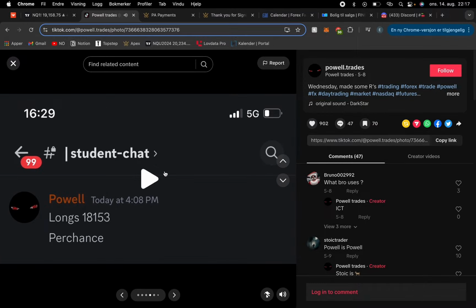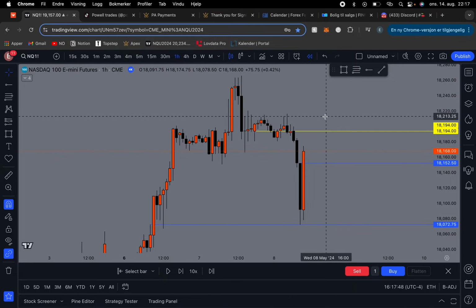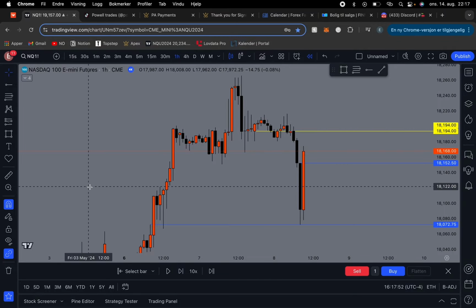This is when I gave this signal. It's from May. It's just a really, really clean example of a change in state of delivery on the 1 hour. The other confluences we have is that we're below true day open. We barely have any trading above true day open. That's usually a good indicator of this leg down.